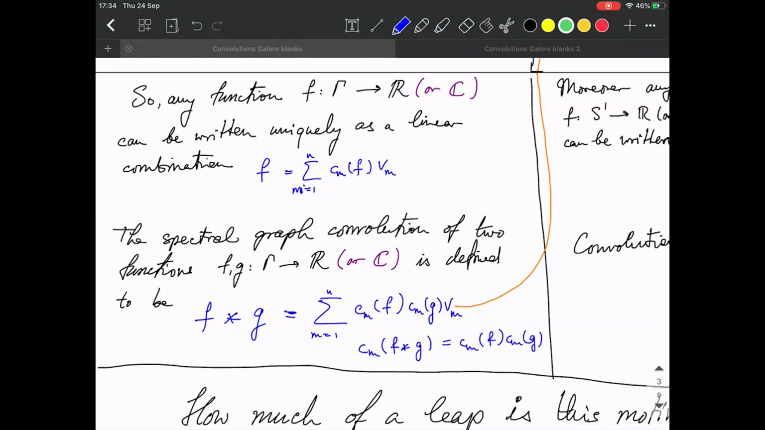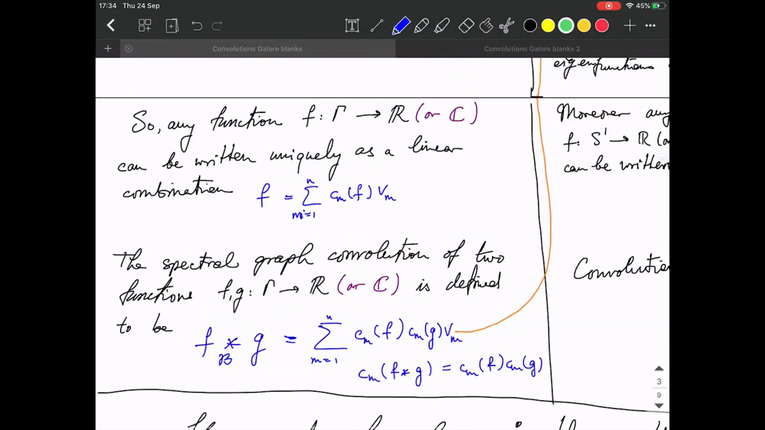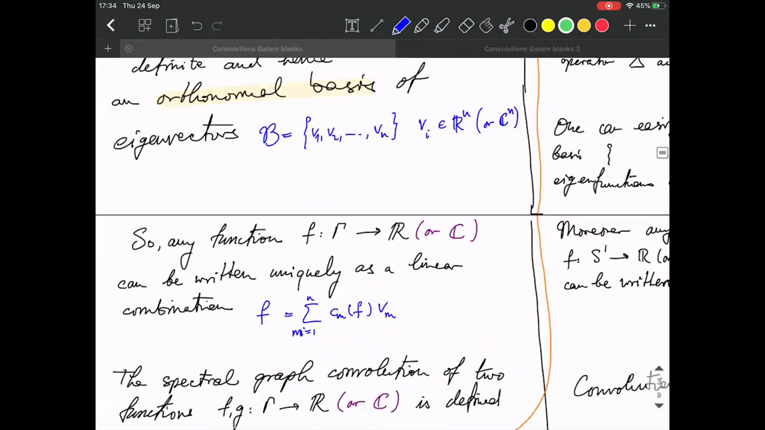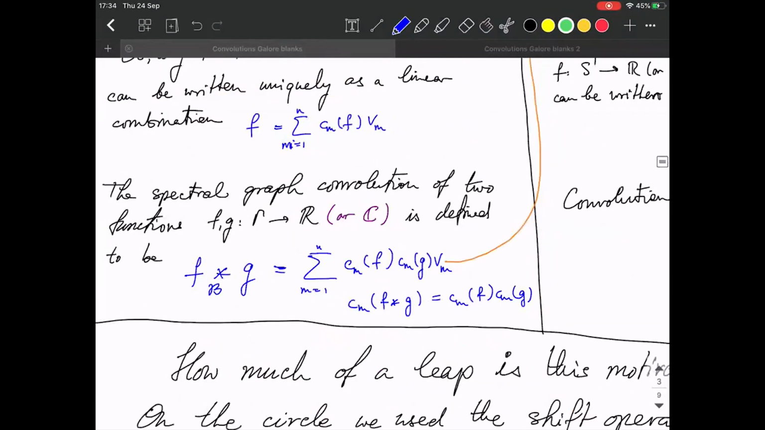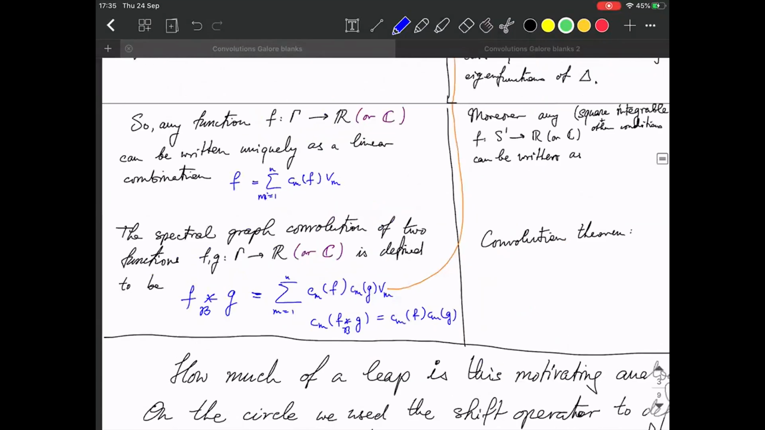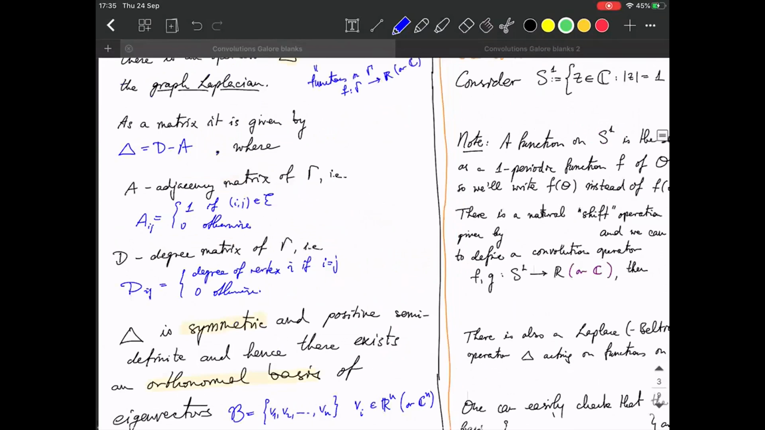Okay, and I'm just going to make one notational change here. Because we chose this basis B here, I'm going to put a little subscript B under the convolution operator, and the dependence on this B is going to be pretty much the main idea of the rest of the talk.